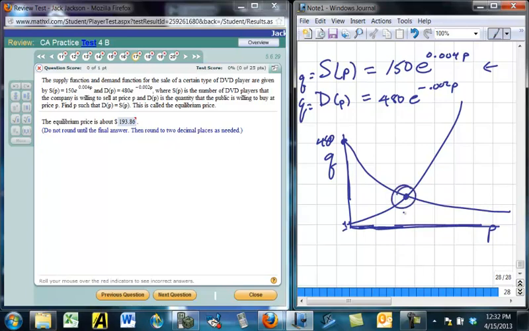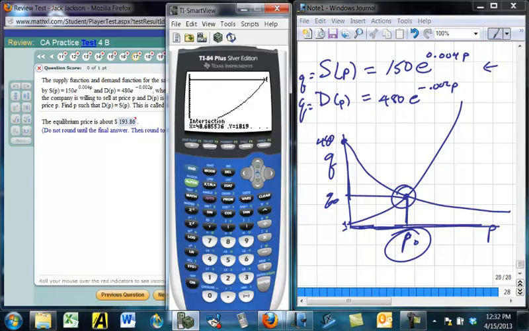This point right here where they cross is called the equilibrium point, or market equilibrium point. Of course, you have some price and some quantity. That's going to be your market equilibrium, and we're looking for the equilibrium price. So we're just wanting to know the x value where these two cross. So let's go ahead and do that.